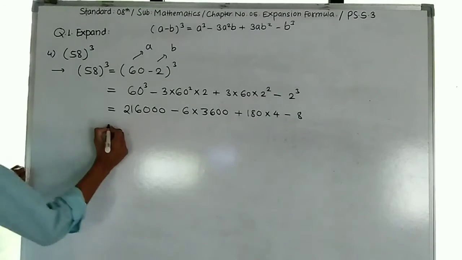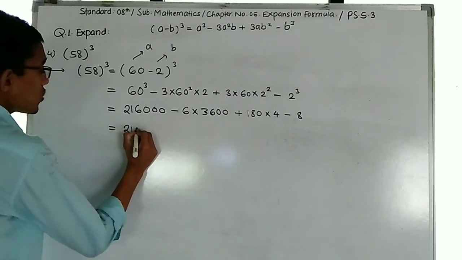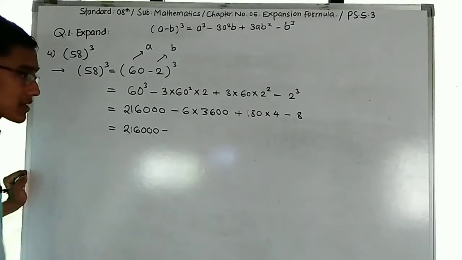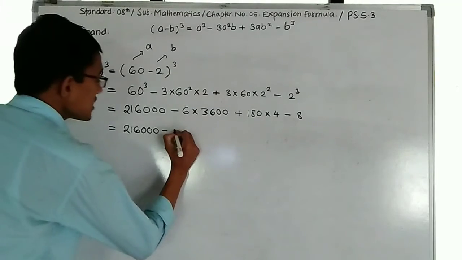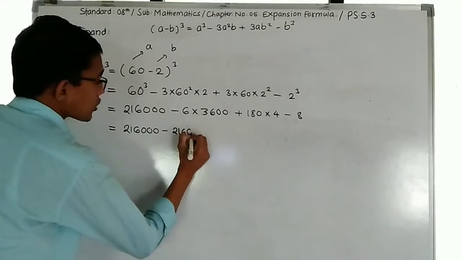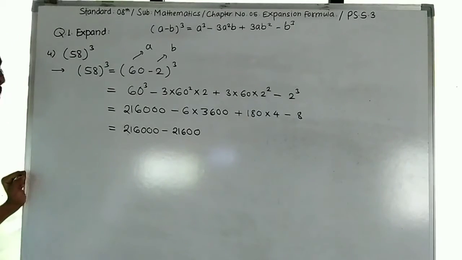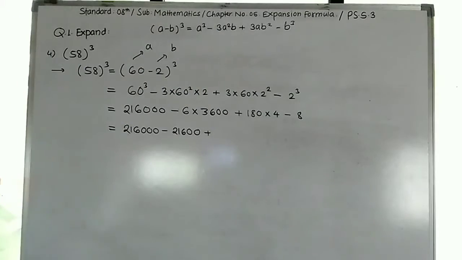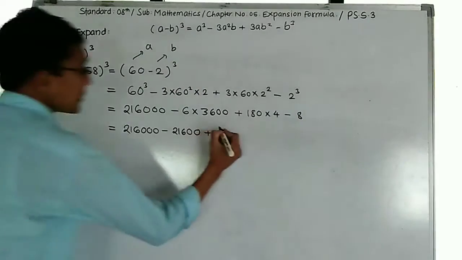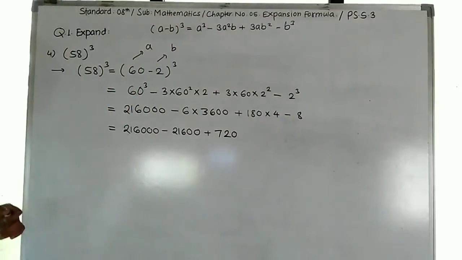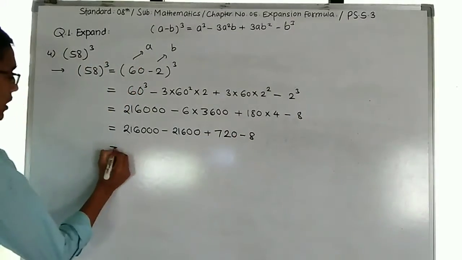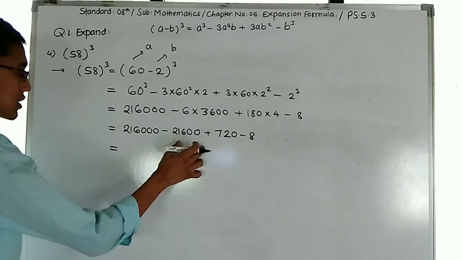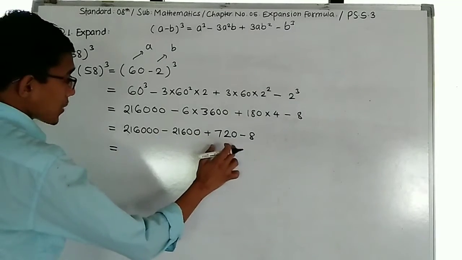So we can write 2,16,000 minus 6 into 36. What is 6 into 36? It is 216 and 2 zeros, so 21,600. Plus 180 into 4 is nothing but 720. Minus 8. So 216,000 minus 21,600 plus 720 minus 8.